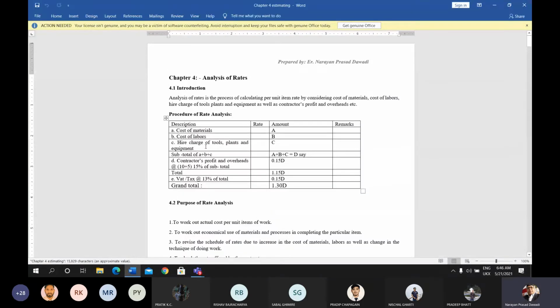Now, this is chapter 4. I have prepared this chapter 4 in the old document. That's why chapter 4, analysis of rates.